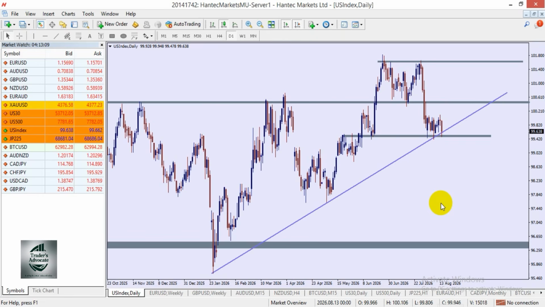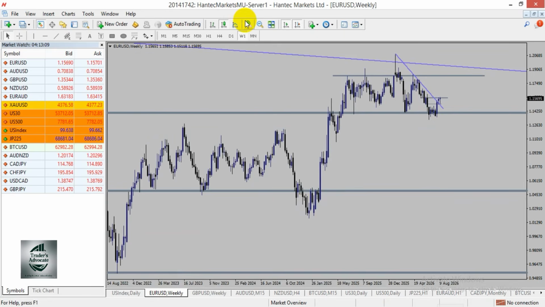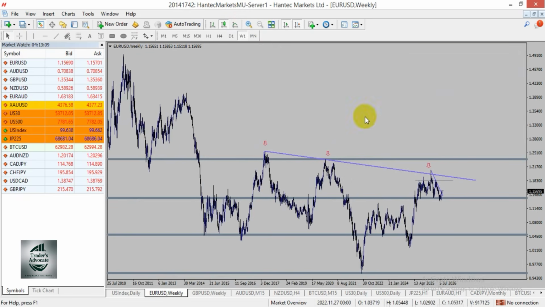Both charts are inversely the same thing, right? So if price breaks below here, that means the euro will be doing the inverse. That is, the euro will be buying all the way to the upside. So let's look at the euro, right? The euro has also been in a nasty range.